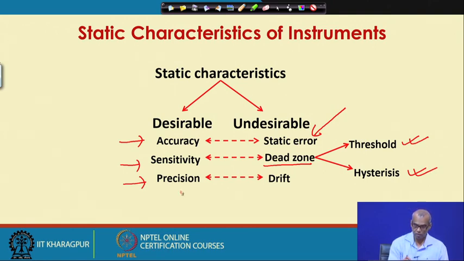Similarly, precision is a desirable static characteristic of an instrument, and the corresponding undesirable characteristic is drift. So, if there is drift in an instrument, the instrument has lost some amount of precision.